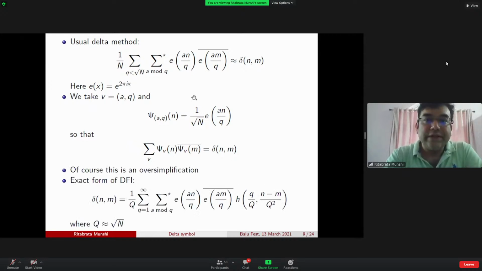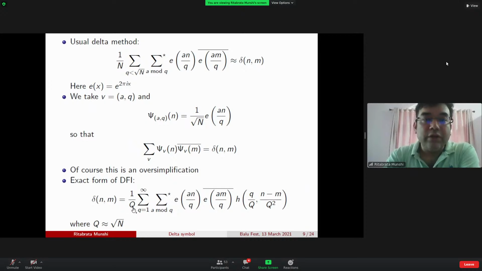Of course, as I said, this is an oversimplification because we never have such a clean formula for delta nm. So there are always some intricacies hiding somewhere. Here is the right version of the Duke-Friedlander-Iwaniec delta method. They have a function h, which you can write down explicitly, but it's not really important to know what h is explicitly. As long as you know the properties of h, you can work out the details.